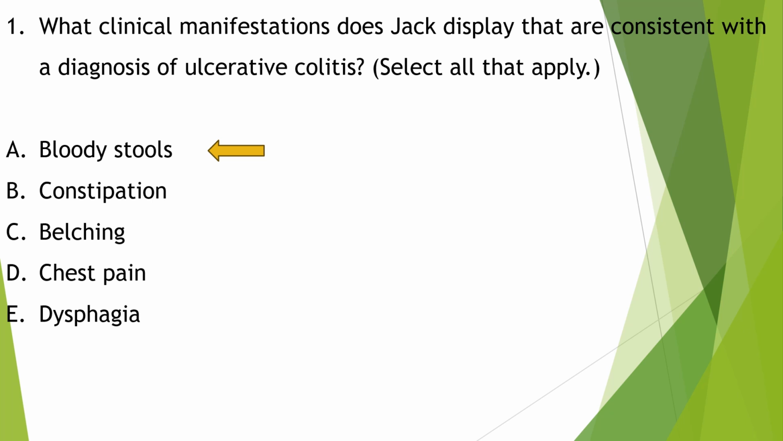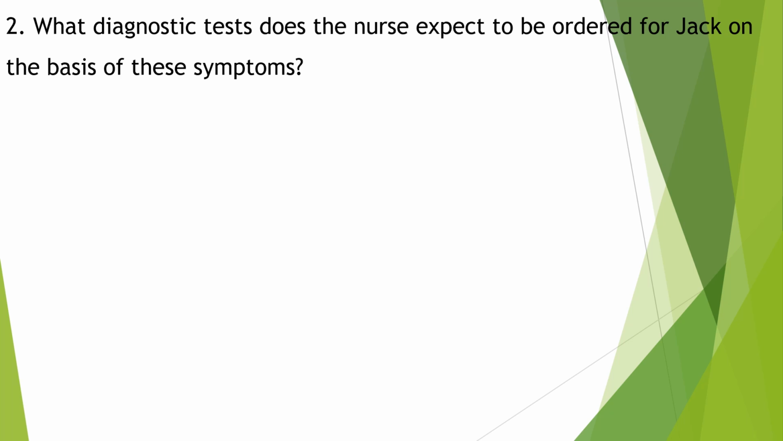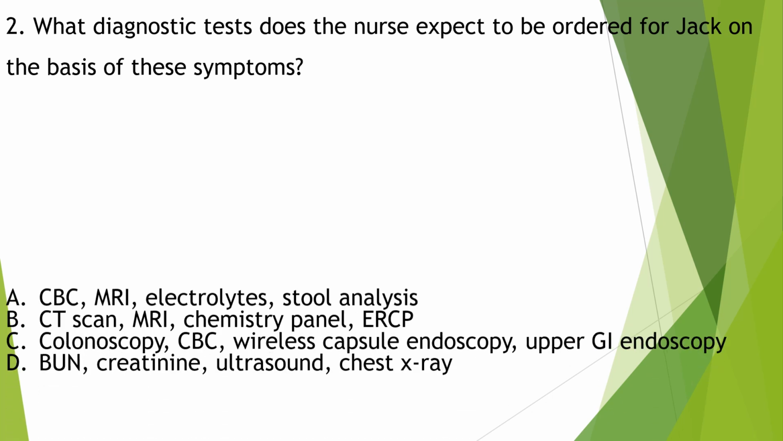Constipation is associated with disorders that slow GI motility, such as opioids. Belching is usually associated with disorders of the upper GI system, and chest pain is associated with GERD and hiatal hernias. What diagnostic test does the nurse expect to be ordered for Jack on the basis of the symptoms?